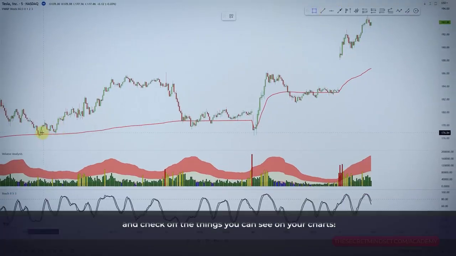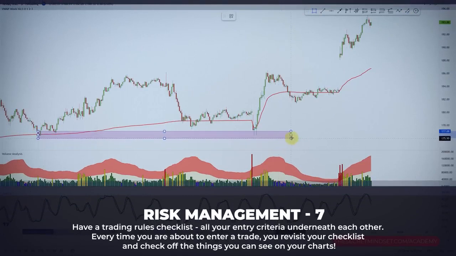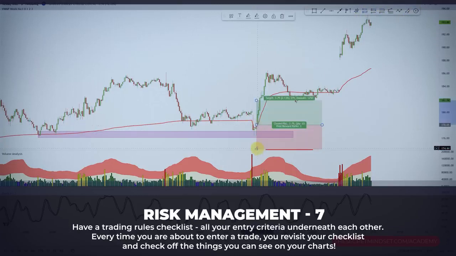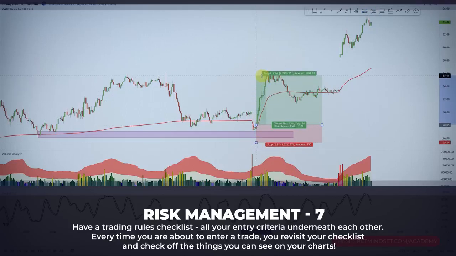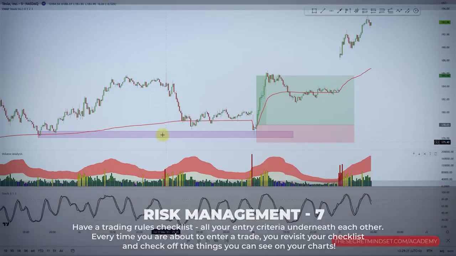When you day trade, you must have a trading rules checklist. A checklist must state all your entry criteria underneath each other. And every time you are about to enter a trade, you revisit your checklist and check off the things you can see on your charts. With a checklist, it becomes obvious right away if a trade really matches your criteria or not. Again, if you can visually see that the trade you are about to take is breaking your rules, you are most likely to avoid those painful mistakes.